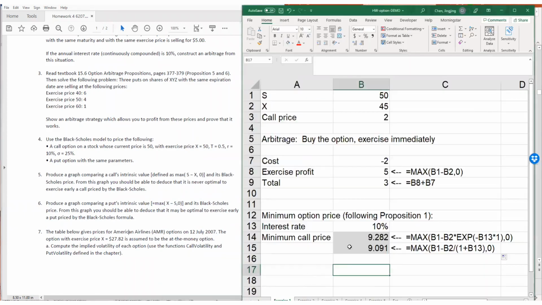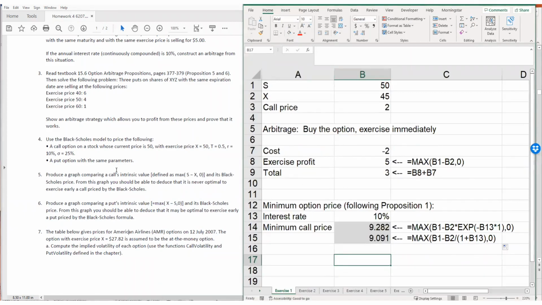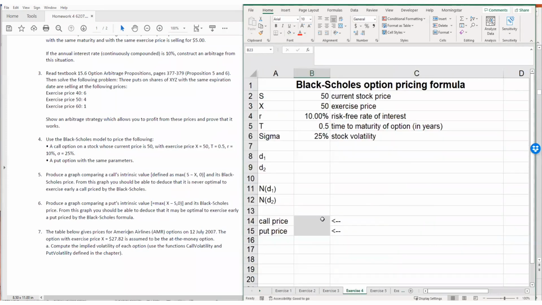The exercise is built on exercise 4. You're going to calculate the call price and put price here for exercise 4 using these parameters. So stock price is 50, exercise price is also 50, so it's an at-the-money option. Interest rate 10%, time to maturity 0.5, so half a year. Volatility of the stock is 25%. This is necessary for calculating the Black-Scholes option price. So you can calculate it in 2 ways.